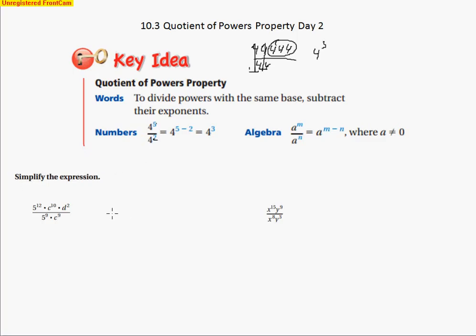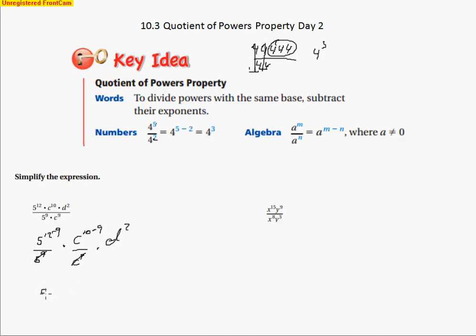We are taking the 5s and writing them out, 5 to the 12th over 5 to the 9th, and then we look at the c's, c to the 10th over c to the 9th, and then we just have this 1 d squared that's on top of the fraction. So we're taking out or canceling these 9 5s on top of the fraction. So I'm going to subtract 9 5s from the 12 5s, and then do the same thing here. I'll subtract 9 c's from the 10 c's.